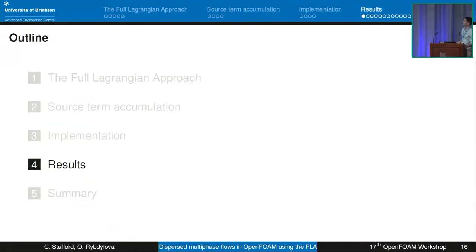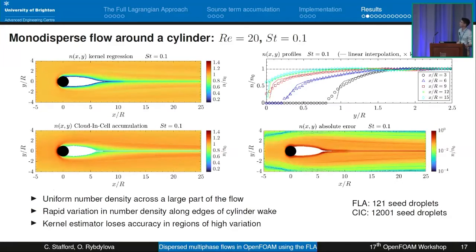So start with the monodisperse case. I'm just going straight to the results really. The picture at the top left is what we get from applying this kernel regression to the full Lagrangian data. And we only need a subset of 121 droplets injected along the left. We track them and we can form this picture. To do this using conventional box counting, to get convergence, I've had to do the same thing but with 12,000.